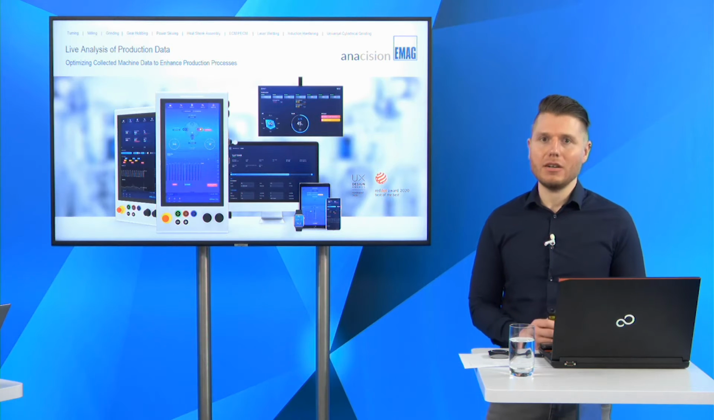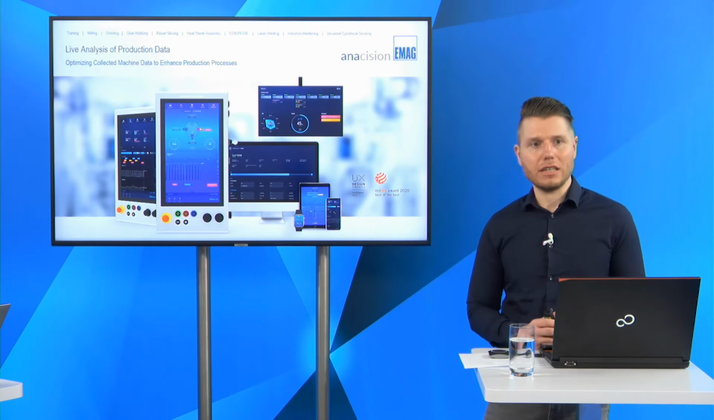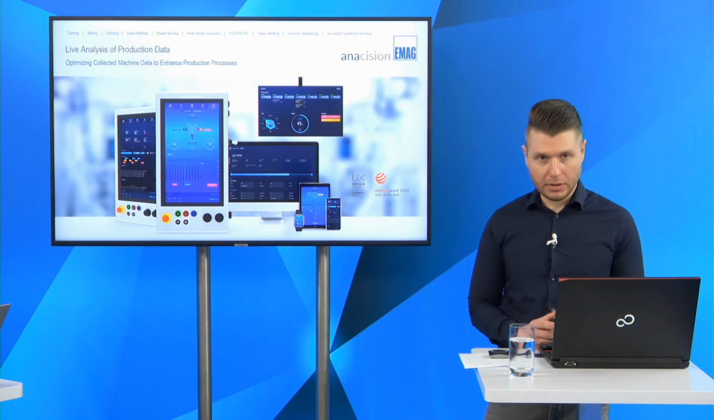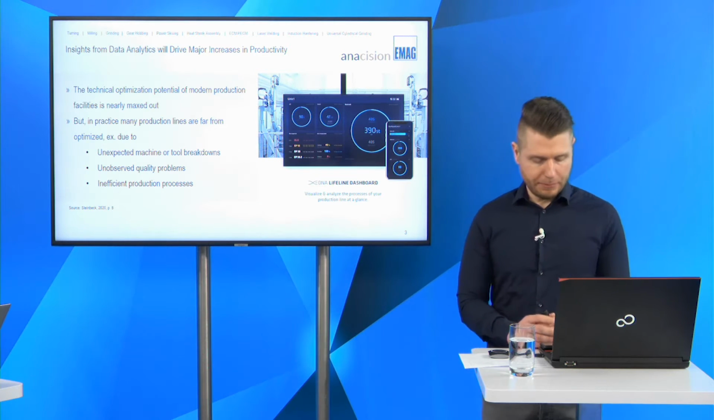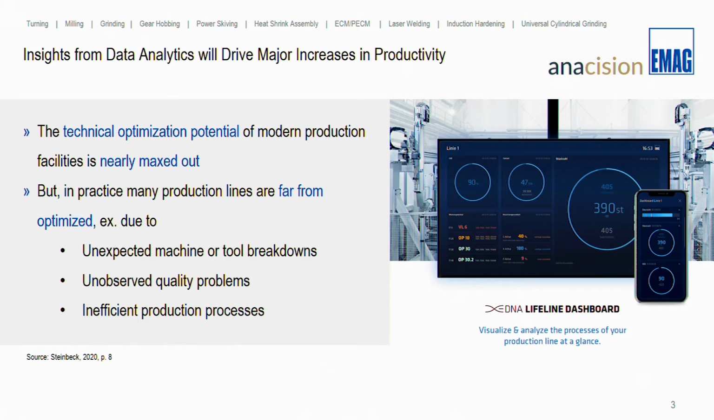How to make the best out of collected data to enhance your production processes. Before we start, maybe some introductory words. Nowadays it is often the case that the technical optimization potential of modern production lines has almost reached its limits. Nevertheless, there is still optimization potential available in many production lines, for example, due to unexpected machine or tool breakdowns, unobserved quality problems, or inefficient production processes.